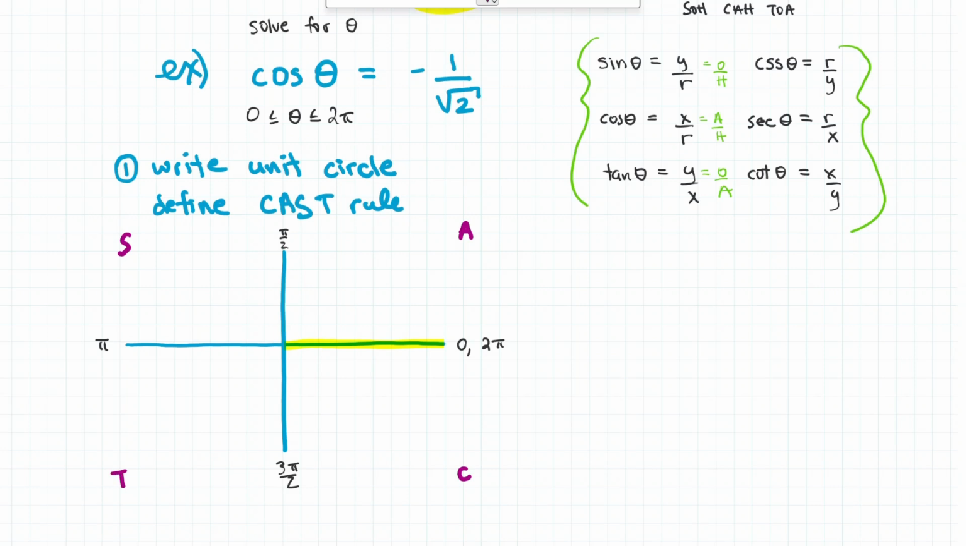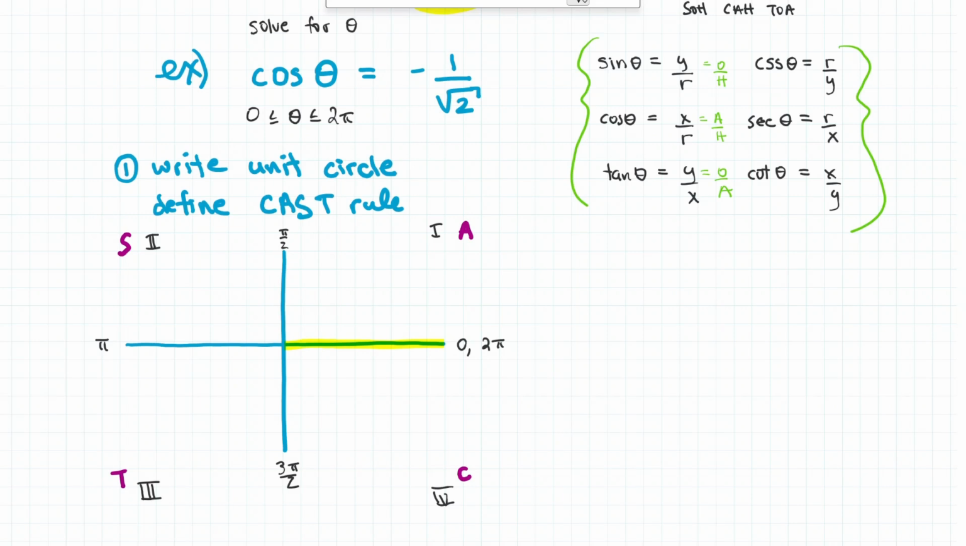The cast rule tells us which quadrants are going to be positive or negative. So we can write out our quadrants. This is 1, this is 2, this is 3, and this one here is 4. So now we've defined our unit circle, we have numbered our quadrants, and we have our cast rule.